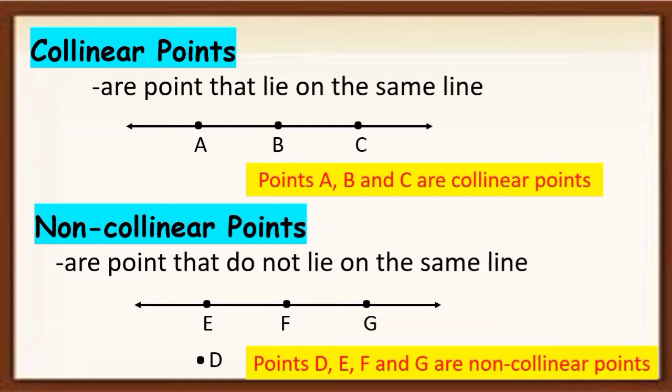Okay? Ingat tayo dun ha. So when we say non-collinear points, mayroon ng isa o higit pa na points na wala dun sa iisang line. Okay? So again, D, E, F, G are non-collinear points, but E, F, G are collinear points.